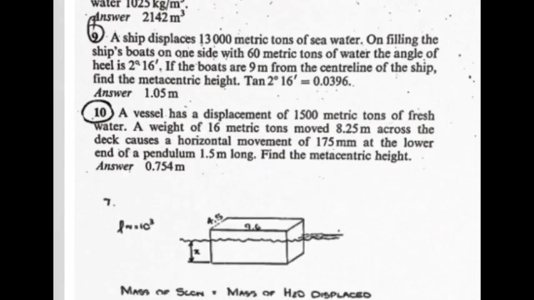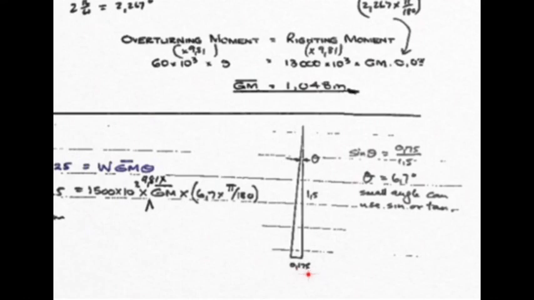And number 10 is very much the same. Vessel displacement 1500 metric tons, and a weight of 16 tons is moved 8.25 meters across the deck. So you shift it maybe from centerline to a position 8.25 meters from the centerline, and you find that you get some roll. That roll is measured with a pendulum which had 175 millimeters of movement at its lower end, the pendulum being 1.5 meters long. So from that you can obviously find the angle. Let's start with that. That pendulum with its 175 millimeters of displacement, 1.5 meters long, would indicate 6.7 degrees of roll.